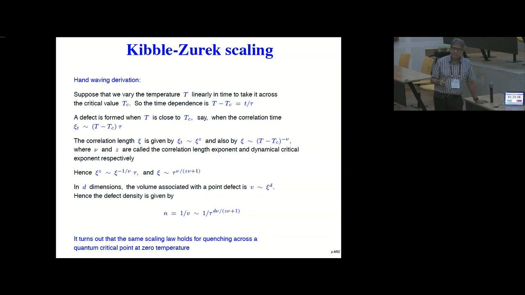Now, if you're in d dimensions, and let's say the defects that you're producing are point defects, then the volume associated with the point defect is xi to the power d. Each defect can be associated with the correlation length xi, and the number of dimensions is d, so there's a volume which is xi to the power d. If the volume associated with one defect is v, then the density of defects is 1 over v. You can work this out from here very easily. So you find that the density of defects scales as 1 over tau to the power d nu over z nu plus 1.